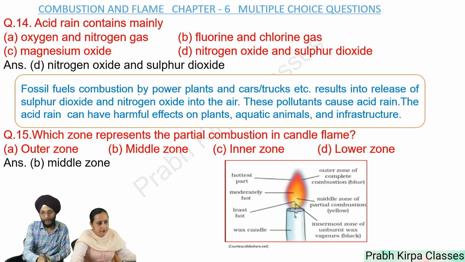Fossil fuel combustion by power plants, cars, trucks, etc. results in the release of sulfur dioxide and nitrogen oxide into the air. These pollutants cause acid rain.